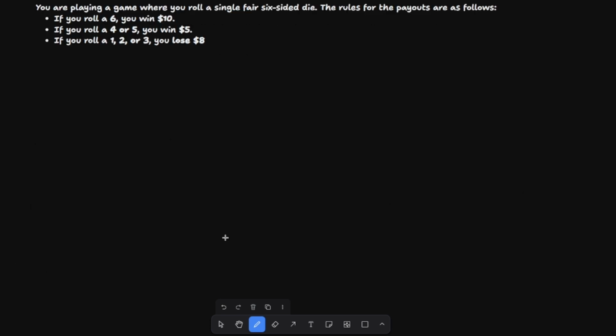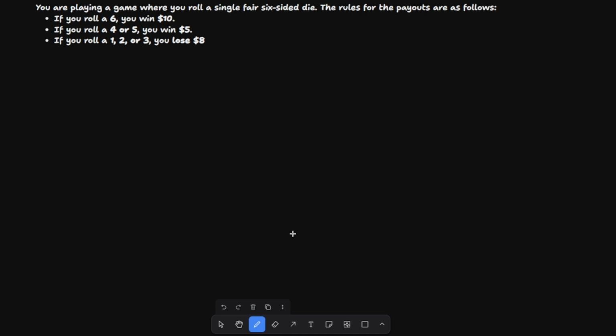Let's do another problem on expected value. You're playing a game where you roll a single fair six-sided die. The rules for the payouts are as follows. If you roll a 6, you win $10. If you roll a 4 or 5, you win $5. If you roll a 1, 2, or 3, you lose $8. Try to pause this video and see if you can solve this on your own.